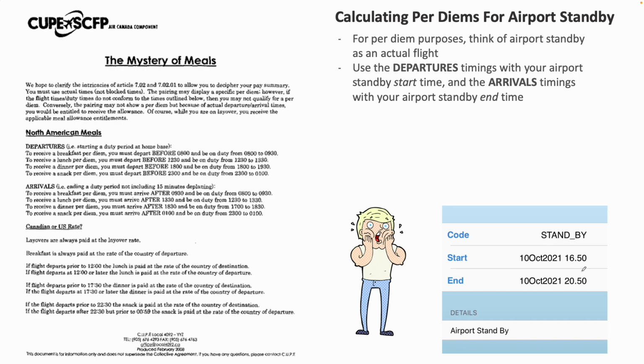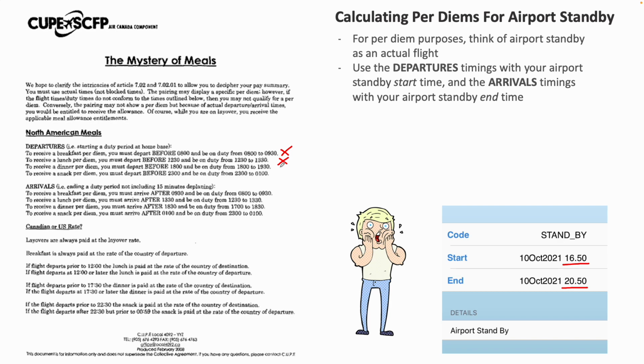In this case, we had an airport standby for 4 hours on reserve, starting at 4:50 p.m. and ending at 8:50 p.m. When looking in the departures column, we can ask, did the flight, or standby in this case, depart or start before 8 a.m.? No, it did not. Did it start or depart before 12:30? No, it did not. Did it start or depart before 6 p.m.? Yes, it did.